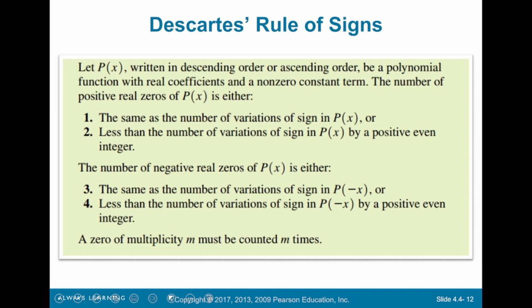Where were the actual changes in the signs? And then we take that number and we can reduce it by 2 until we get to 0 or a negative number and we stop. So you're going to see this example of that in a second.